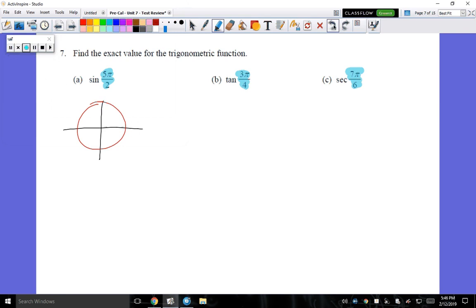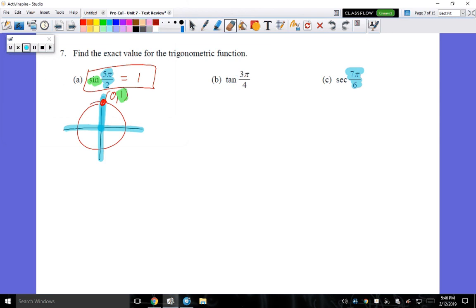Okay, so if I go 90 degrees 5 times, so there's 1, 2, 3, 4, and then back here, I'm going to terminate right here. That's where the side will terminate for this angle. And the point there is 0, 1. And we know that sine is just looking for the y value, so the answer is just going to be 1. Okay? Let's do the next one.